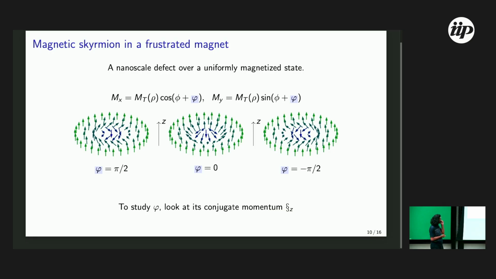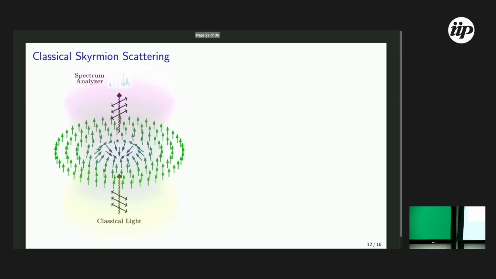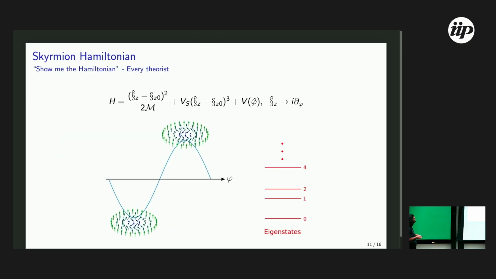So to study helicity, you have to look at its conjugate momentum, Sz, the total spin of the magnet. It's a conjugate momentum, which you can easily see because we are talking about rotation, and the generator of rotation is Sz. These are again Sz's, and that's the Hamiltonian for a system which Christina derived already.